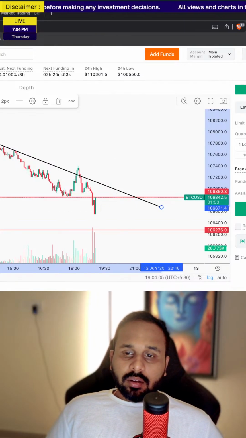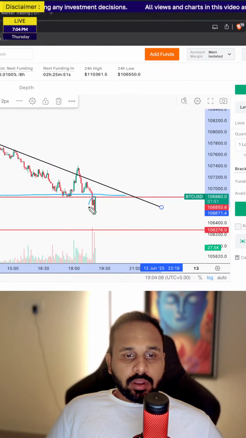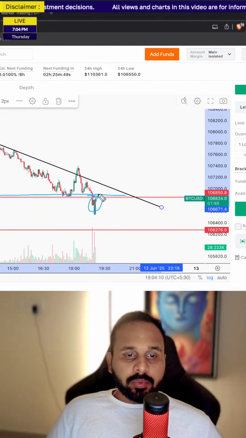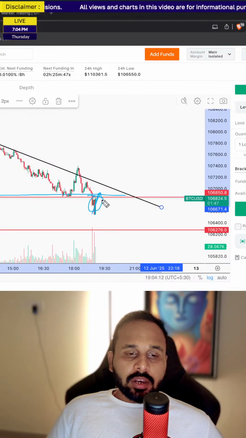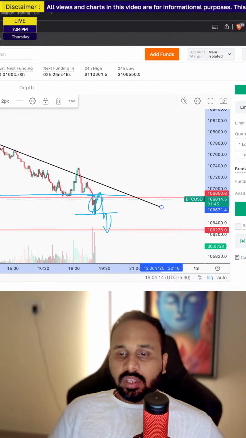You can see this breakdown has attracted some people. The market is recovering. Later in the day, let it go below the zone, then we will see. All right.